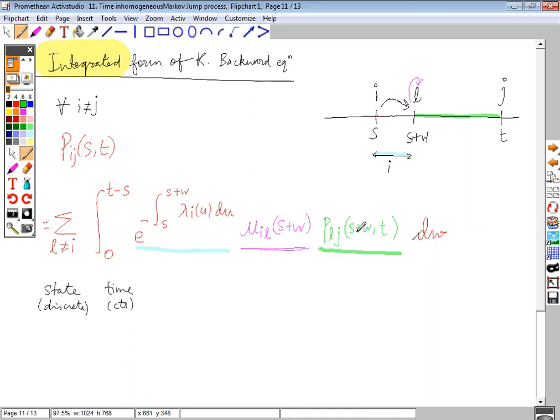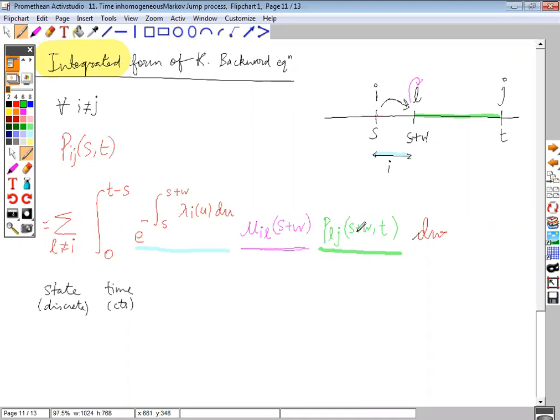Ma'am, the integration we are doing it for the discrete, continuous time. So we are calculating the small interval from s to s plus w, like the time interval between that. So we are taking that integration, and for mu I from mu IL we are calculating the transition rate from the time state s plus w, and then we are calculating the probability from L to J, like the probability that it will go from L to J from time s plus w to t.